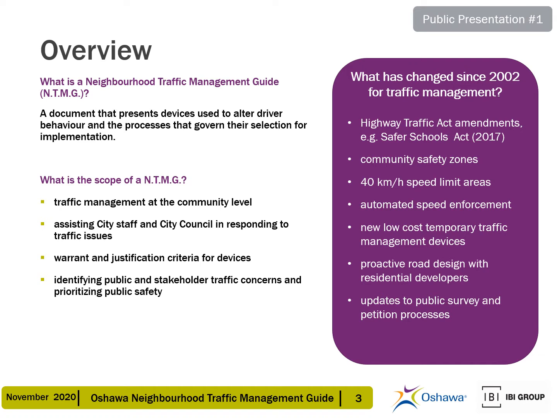Since 2002, when the current guide was published, there have been several changes to traffic management processes. Some of these changes include amendments to the Highway Traffic Act, the introduction of community safety zones, 40 km/h speed limit areas, and automated speed enforcement, the establishment of new low-cost temporary traffic management devices and proactive road design with residential developers, and updates to the public survey and petition process.